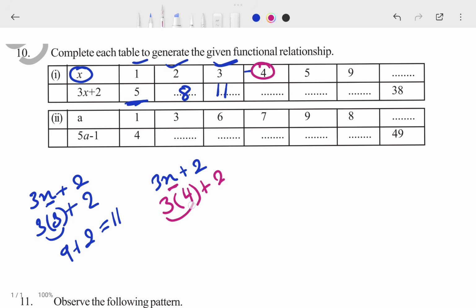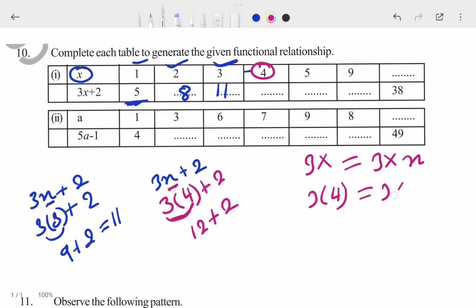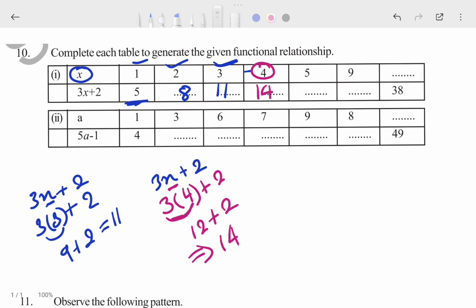Plus 2, 3 fours are 12, plus 2. It means that 3x means 3 into x. So here we are taking 3x in the place of 4, it means it is going to be 3 into 4, okay. Now it is going to be 14, okay. So the answer is 14 only, okay. Right, so is it clear to you? Right, now let's talk about another question.